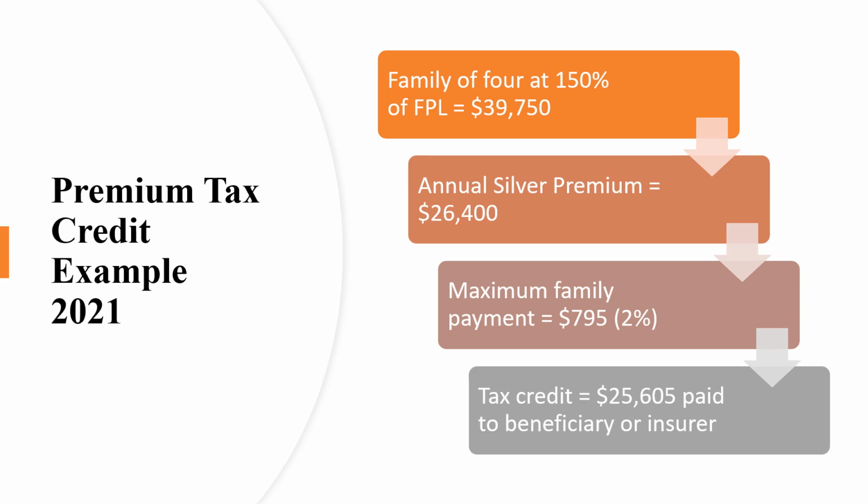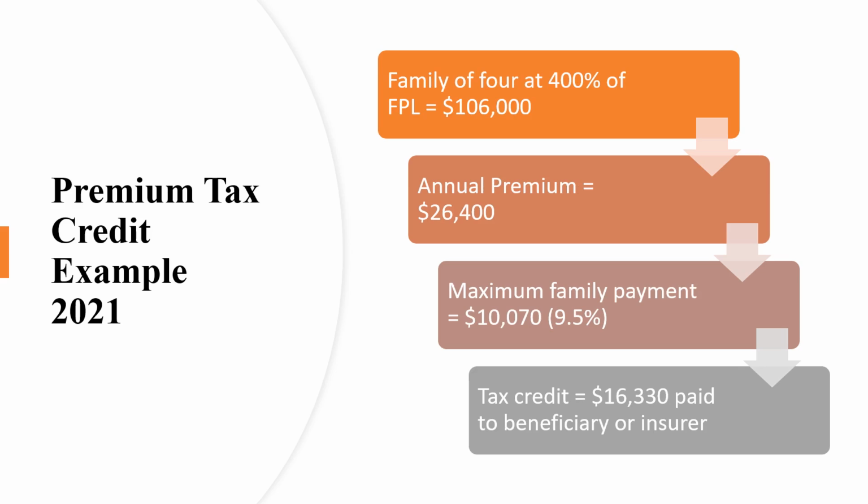And usually somebody making $39,750 isn't going to pay $25,000. It would go back to the insurer. So it doesn't go back to the individual. It basically goes to the entity or individual who is paying the premium. So pretty good commercial coverage at a low premium cost for a family in that situation.